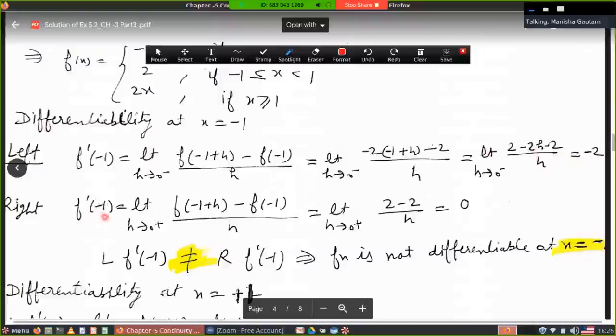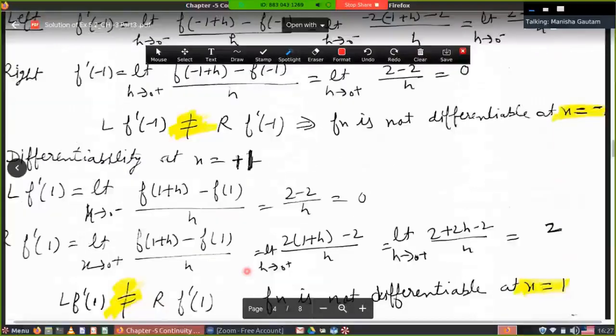Now the right hand derivative, f dash minus 1: f of minus 1 plus h minus f of minus 1 upon h, limit h tends to 0 positive, because the function has different values when you are going from left to minus 1 or from right to minus 1. Here it is 2 minus 2 upon h, cancel out, 0 upon h, that is equal to 0. 0 and minus 2 are not equal. It means the function is not differentiable at x equal to minus 1.